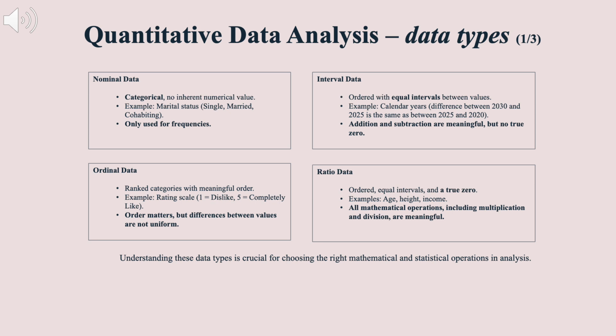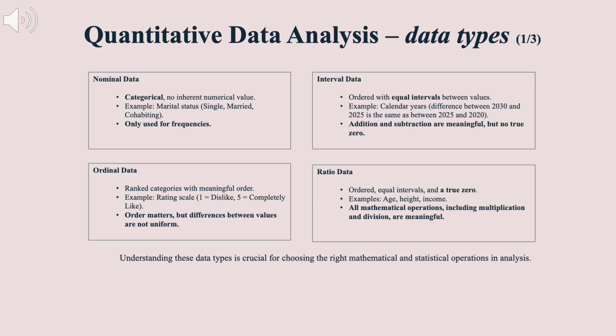Ordinal data, or ranked data, also represent categories, but in this case, the categories have a meaningful order. For example, when rating a product's attractiveness, a scale might be used. 1 for completely dislikes, 2 for dislikes, 3 for neutral, 4 for likes, and 5 for completely likes. While it is meaningful to say that 5 is higher than 4, it is not meaningful to say that 4 is twice as high as 2, because the difference between values is not necessarily consistent.